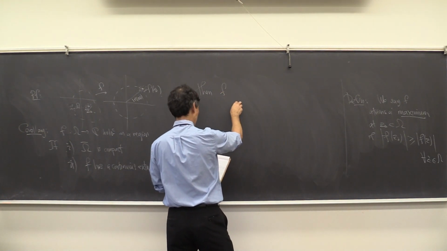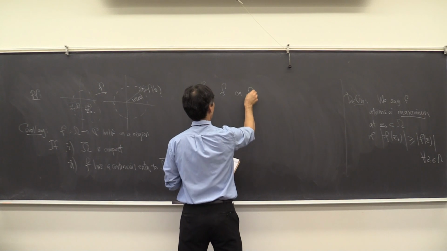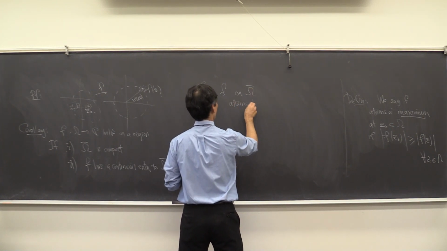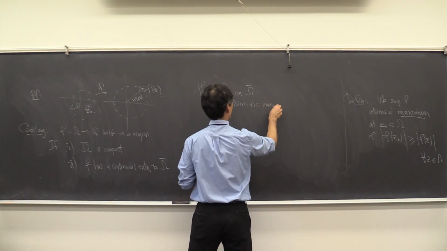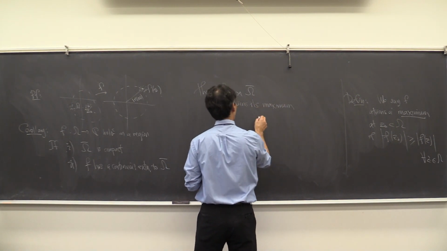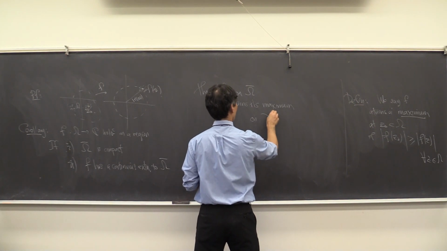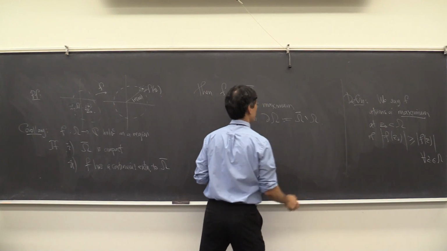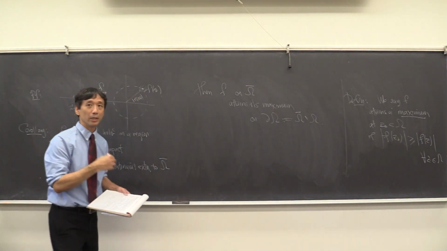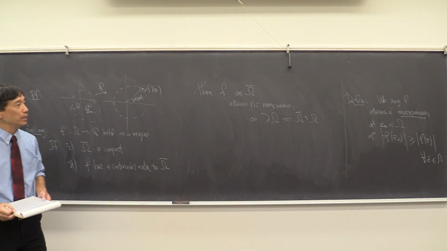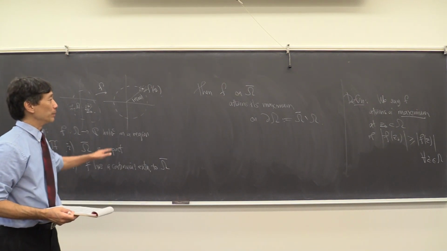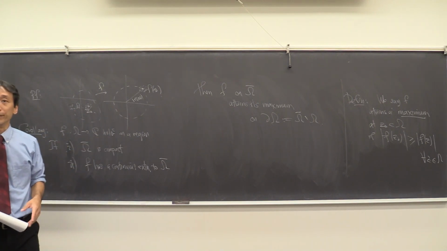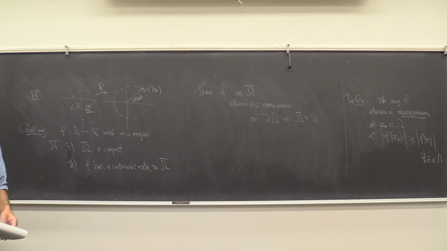f on the closure attains its max on the boundary, right? In other words, it doesn't attain its maximum in the original region, but on the boundary of that region. The maximum has to occur on the boundary.